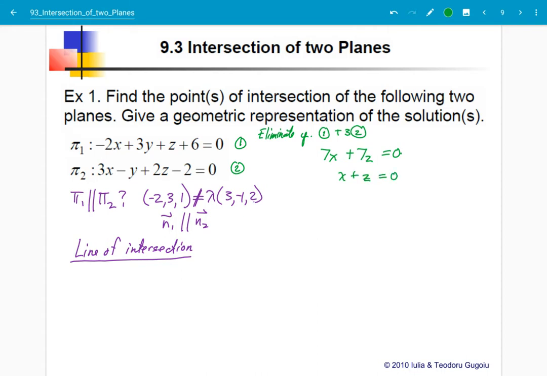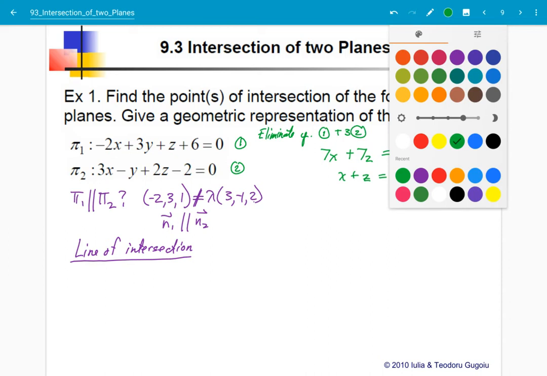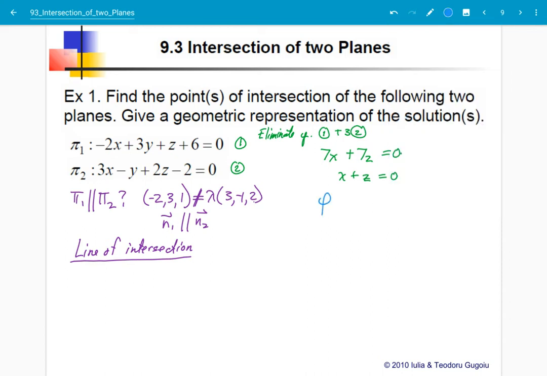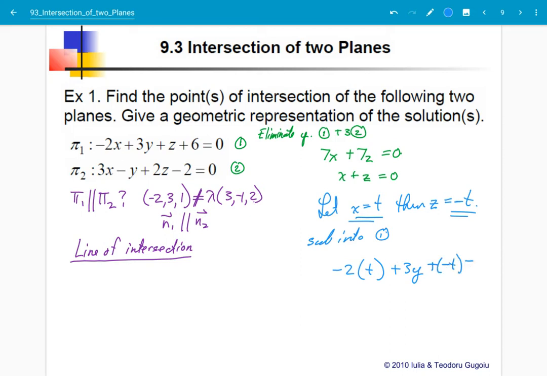Now I need to get the equation of a line. I know it's going to be a line. So I'm going to let x equal t, then z will have to be equal to what? Well, negative t, won't it? So there's my first two parametrics. I'm going to sub that into equation 1. Okay, and so I get negative 2 x is t plus 3y plus negative t plus 6 is equal to 0.